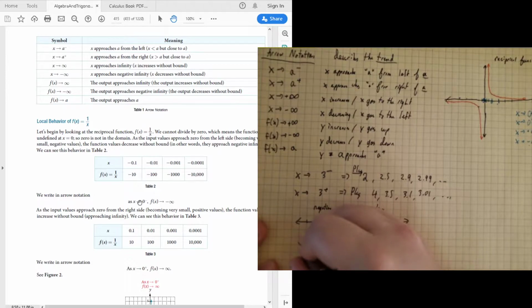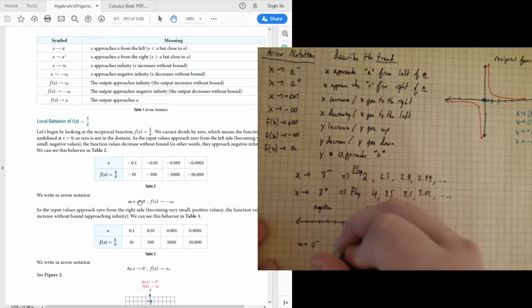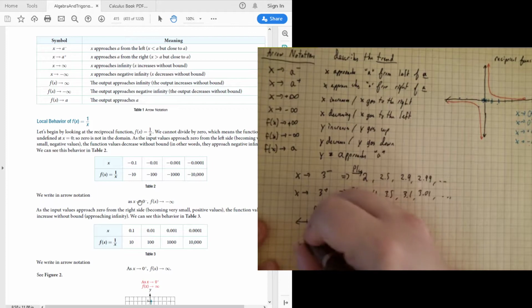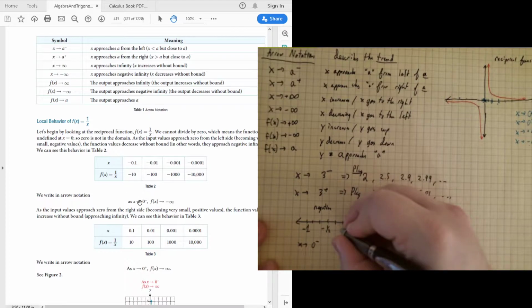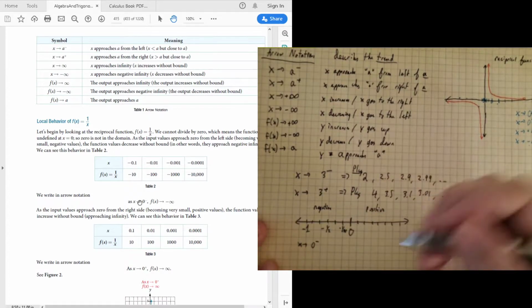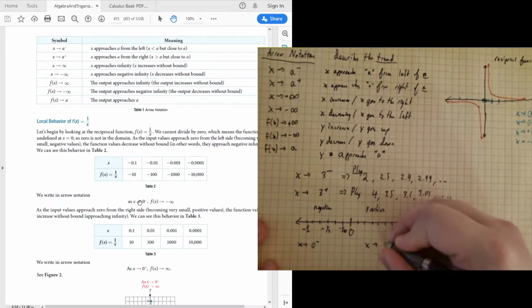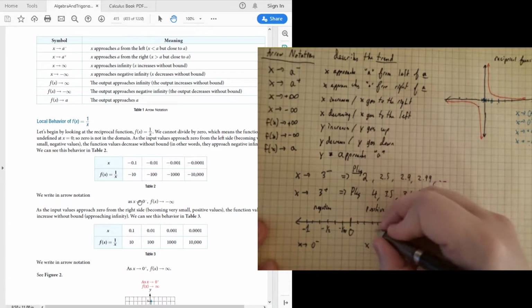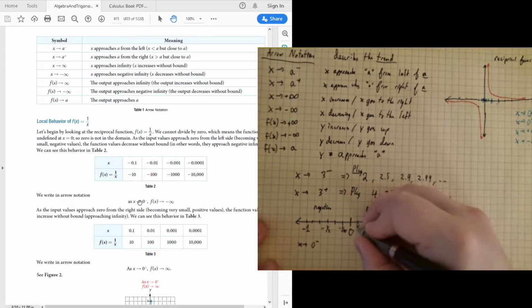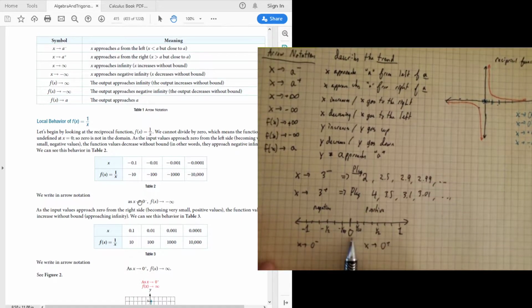So if I want x to approach 0 from the left, I want to look at numbers like negative 1, negative 1/2, negative 1/10. Numbers that are near 0 but getting closer to 0. If I want to approach 0 from the right-hand side, I want to do the opposite. So 1, 1/2, 1/10. Getting closer and closer to 0, but staying to the right of 0.